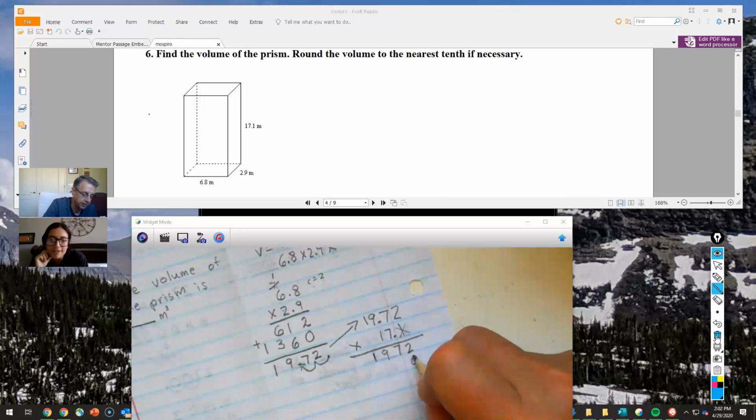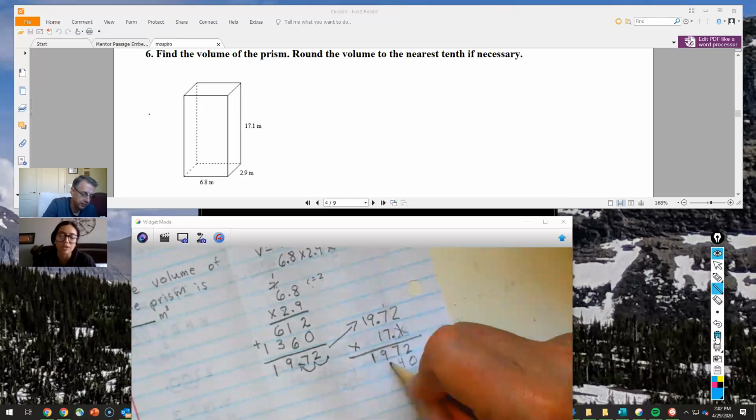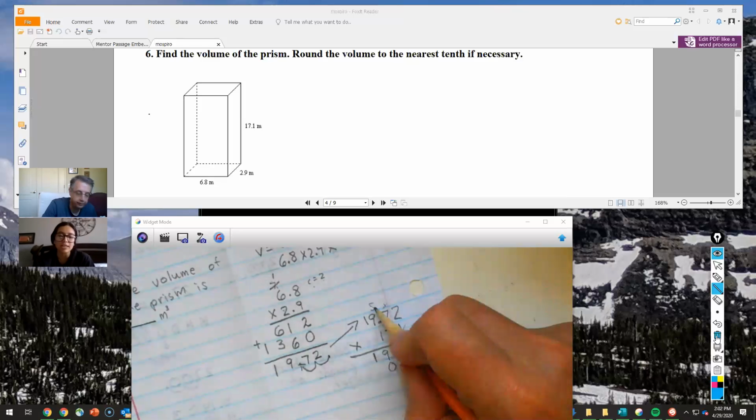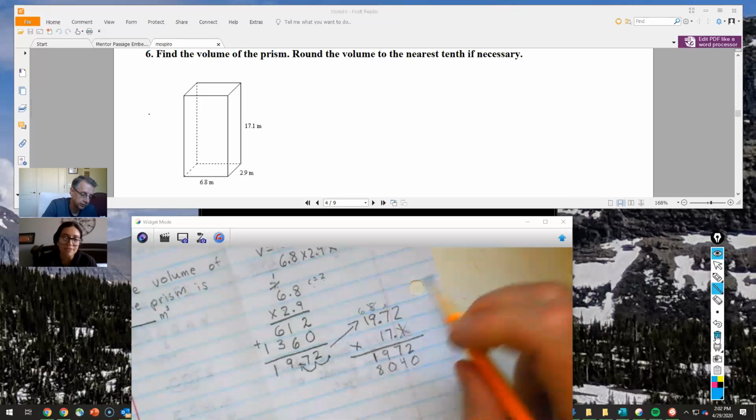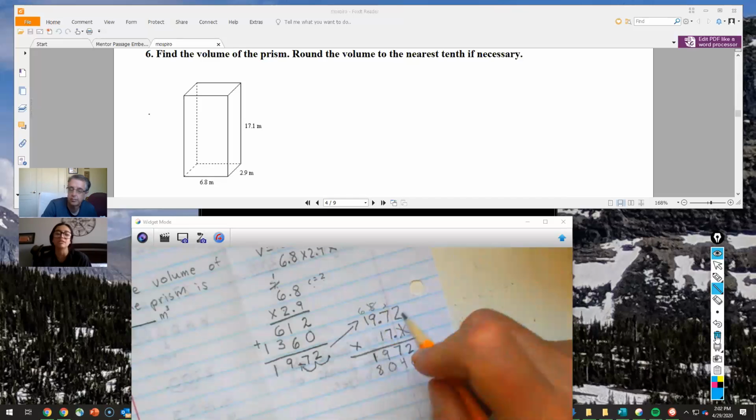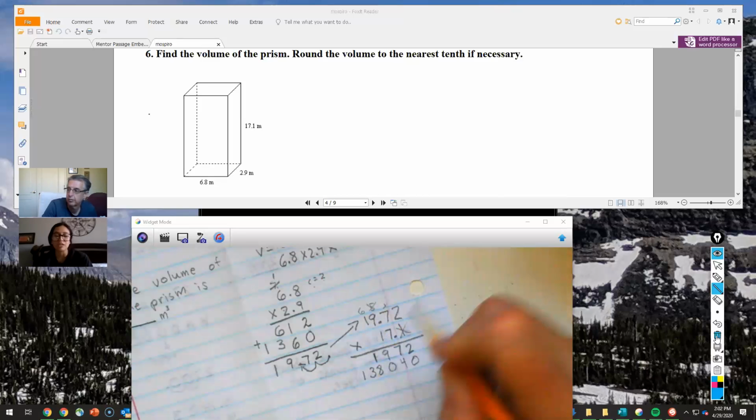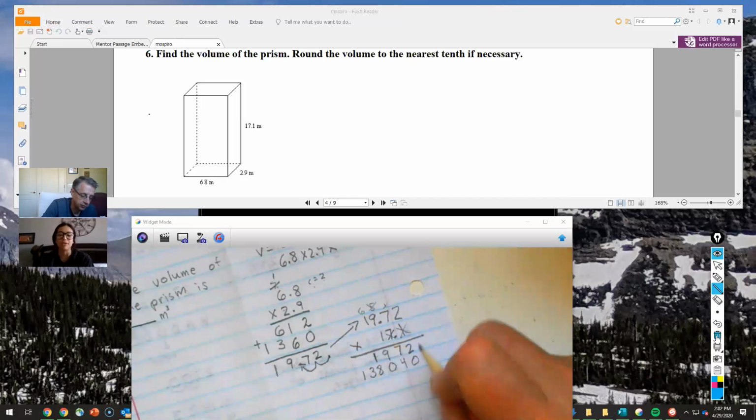So then 7 times 2 gives you 14. Make sure to carry your 1. 7 times 7 is 49, plus 1 gives you 50. Make sure to carry your 5. 7 times 9 gives you your 63, plus your 5 is going to be 68. Carry your 6. 7 times 1 gives you 7, plus 6 gives you 13. And go ahead and write out your full 13, just like so. Then you're going to want to annex 2 zeros to hold place values.